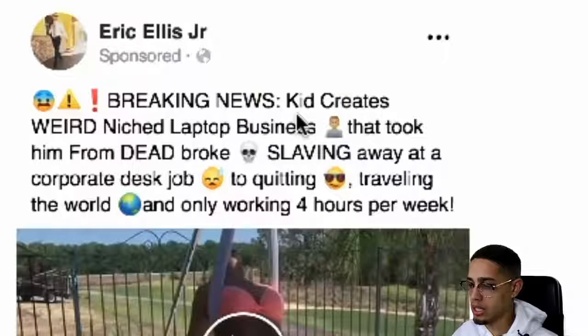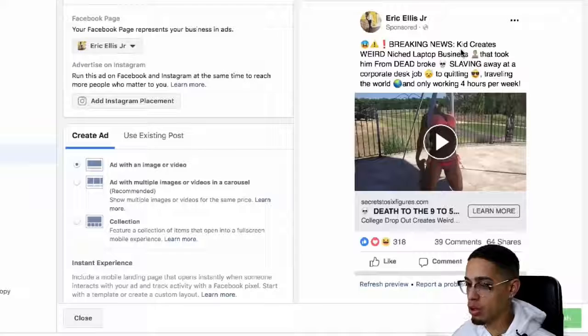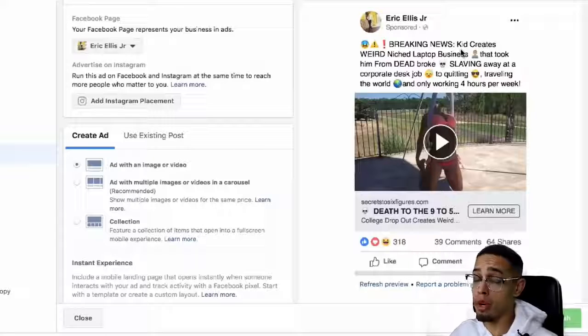kid creates weird niche laptop business. That's basically to show people that if a kid can do it, you can do it, right? That's kind of what it comes down to. And then dead broke, right? So from dead broke, that's basically social proof. That's maybe where they're at, slaving away at a corporate desk job. So tapping into that pain and then transitioning into their wants and their desires.